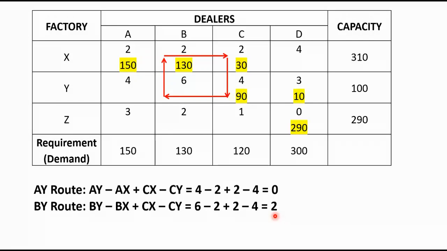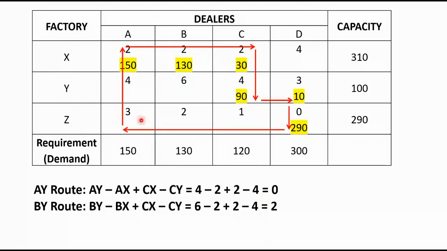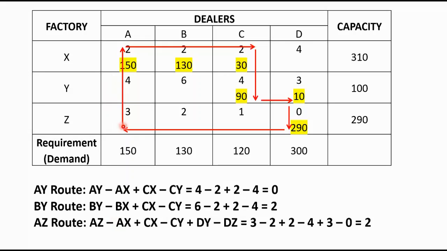So on to the next route, we will check the AZ route. So from AZ, we go to AX, and then CX, and then CY, and then DY, and then DZ, and then back to AZ. So we have here positive AZ minus AX plus CX minus CY plus DY minus DZ, and that would be equal to 2. And again, we have a positive index right here.